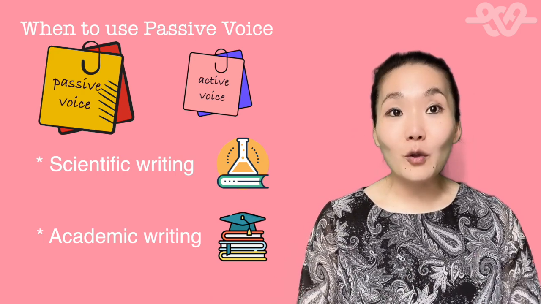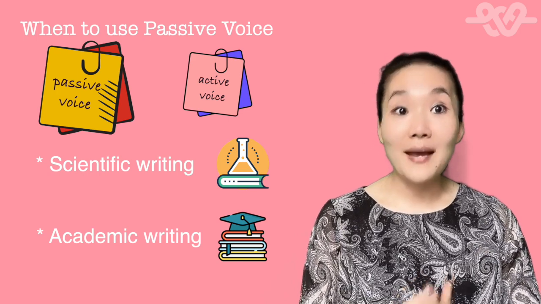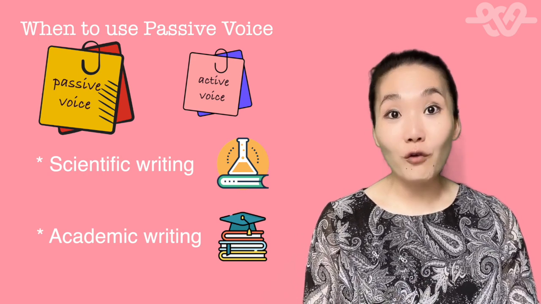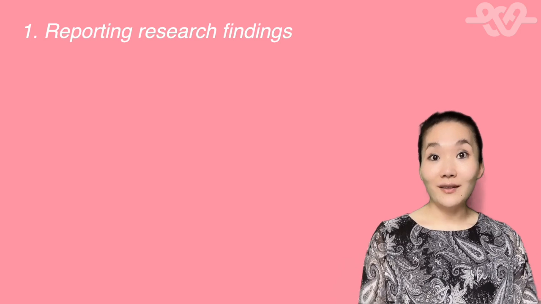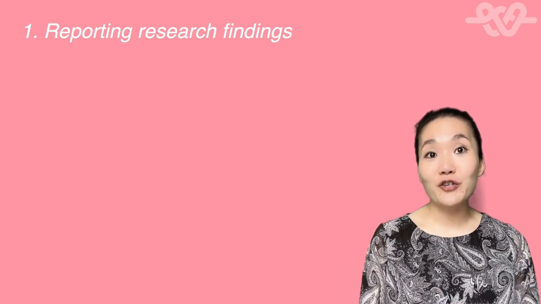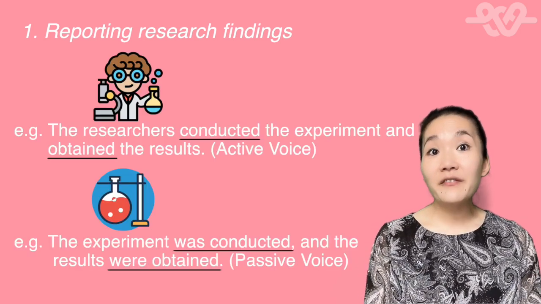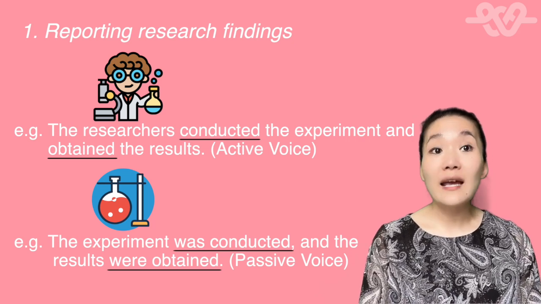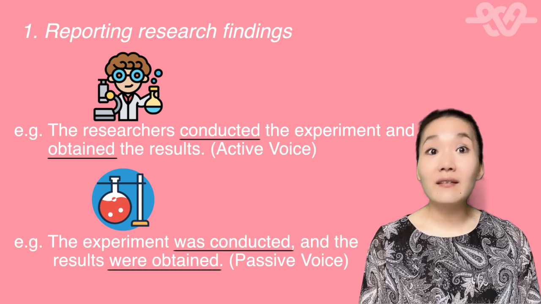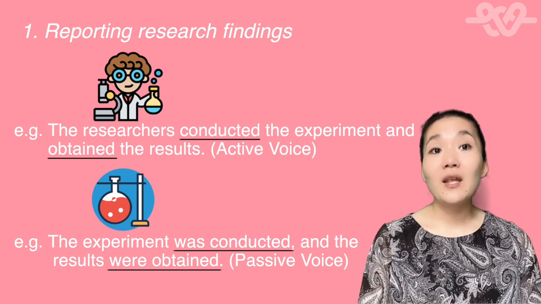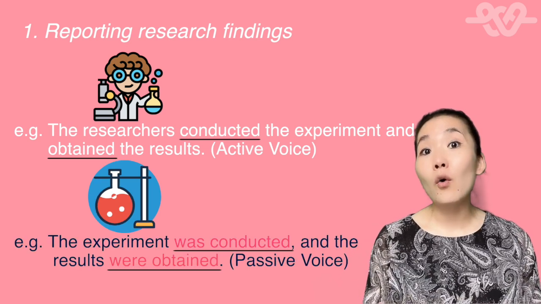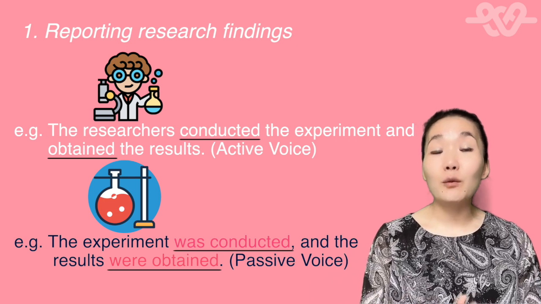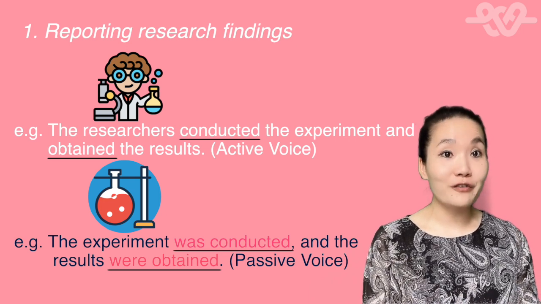Now, let's explore some situations where passive voice is preferred over active voice. Number 1, reporting research findings. In scientific writing, the focus is often on the procedure and outcomes rather than the individuals involved. Passive voice allows for a more impersonal and objective presentation of research findings.